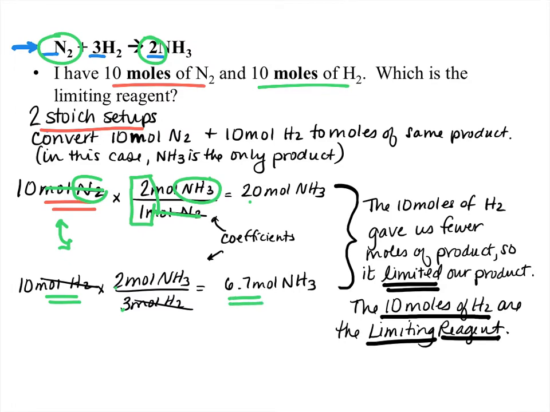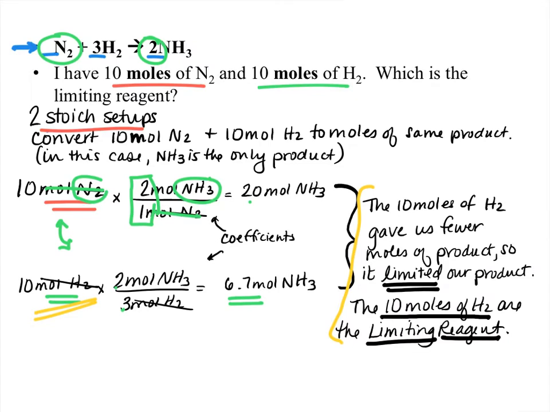the smaller answer that you get, in this case the 6.7 moles of ammonia, means that the hydrogen ran out before the nitrogen did. So over here I have this written, the 10 moles of hydrogen gave us fewer moles of product, so it limited our product. Therefore, the 10 moles of hydrogen are the limiting reagent. So it's not the ammonia that's the limiting reagent. The ammonia is the product that's being formed. The reactant or reagent that gave us that lower amount of product is the limiting reagent.